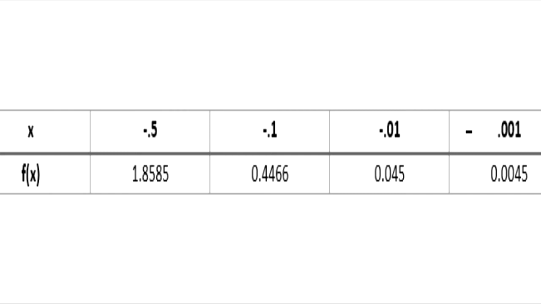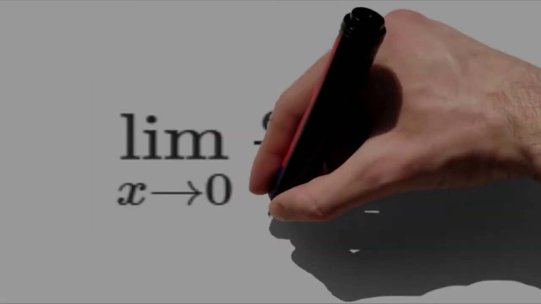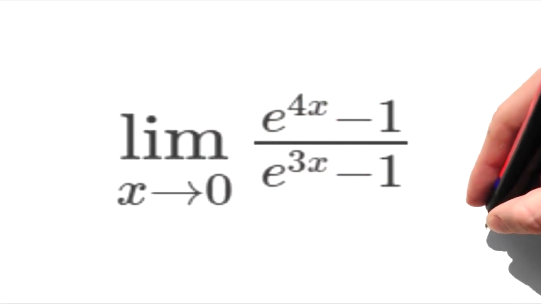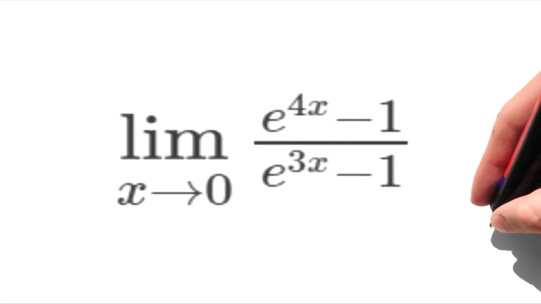Lastly, negative 0.001. Substituted in 1 minus cosine of 3x over x, we get negative 0.0045. As you can see, the f of x values are approaching 0. Thus, the limit of 1 minus cosine of 3x over x as x approaches 0, using the table values, we get 0.